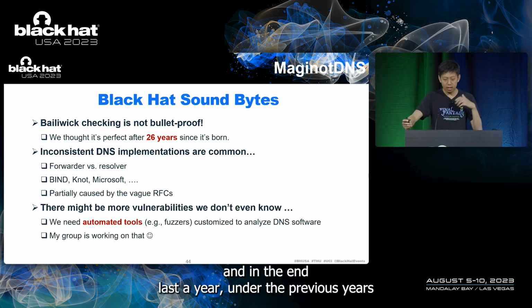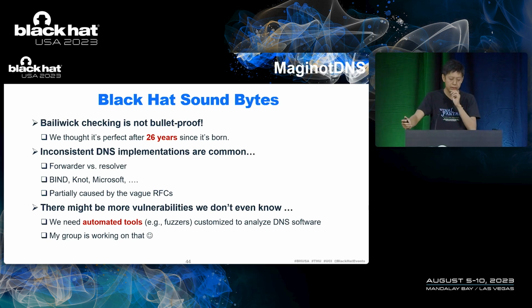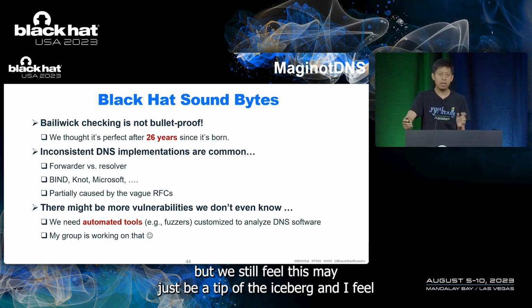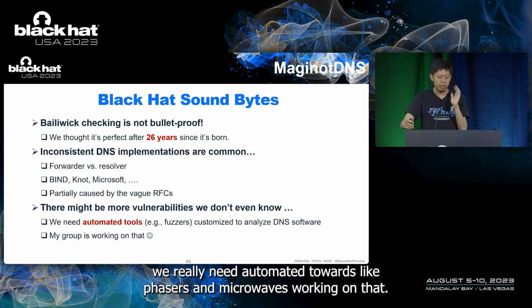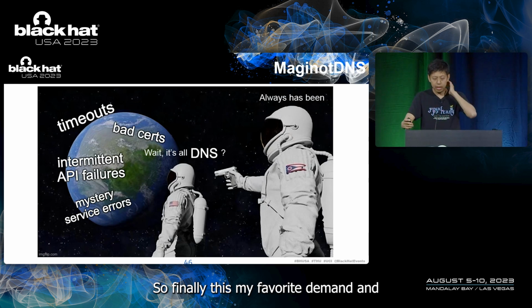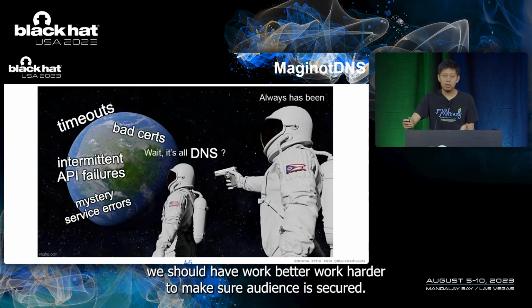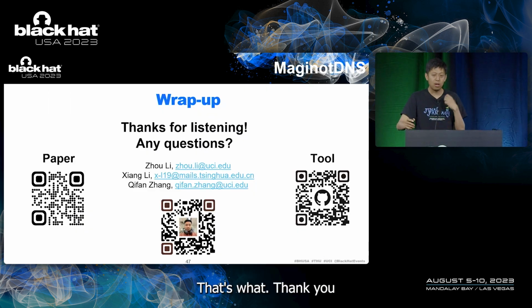In the end, in the last year and previous years, our group identified quite a few DNS bugs. We have quite a few papers, but we still feel this may just be the tip of the iceberg. I feel we really do need automated tools like fuzzers, and my group is working on that. Finally, that's my favorite meme. I just want to call your attention to DNS. It's relevant to so many issues. Nowadays, as a community, we should work harder to make sure DNS is secured. That's all. Thank you.